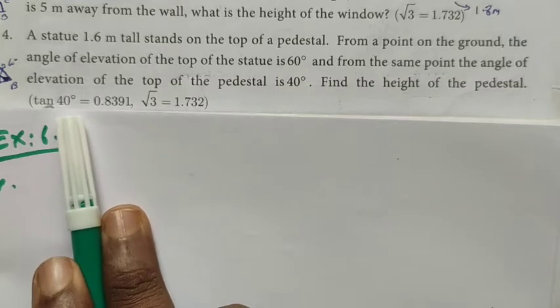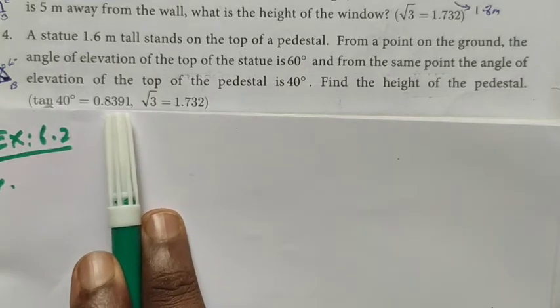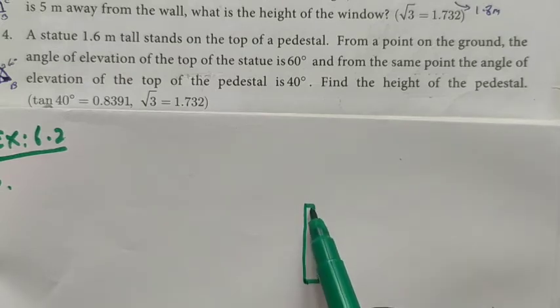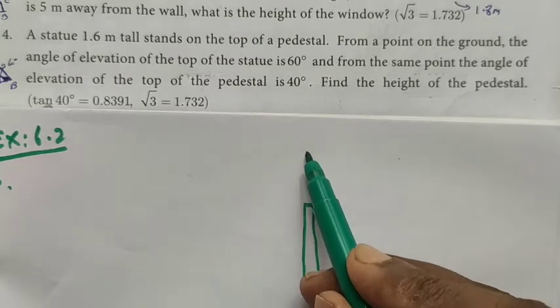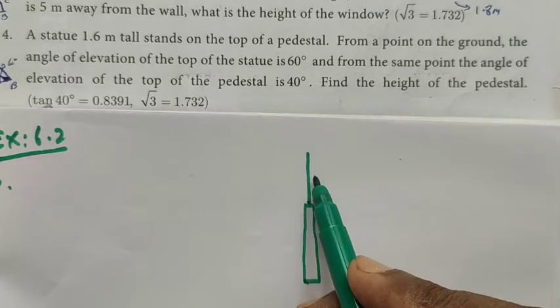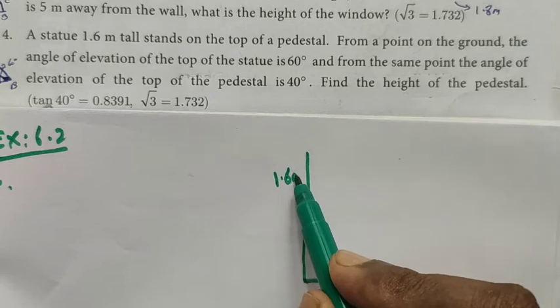Then tan 40 degree is given as 0.8391 and root 3 value is given. See, here it is a pedestal. Let me take it as a pedestal. Above the pedestal, the statue is standing. Imagine this is the statue. The statue's height is given as 1.6 meter.